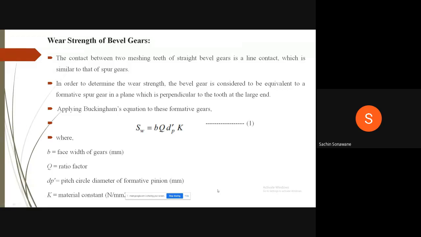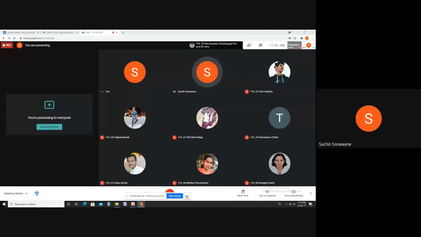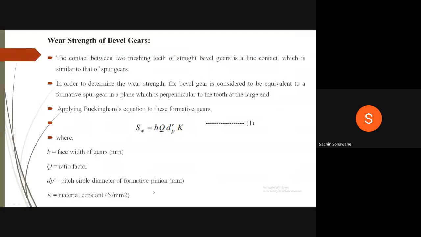Today we'll see wear strength of bevel gears and effective load. Therefore, wear strength of bevel gears.